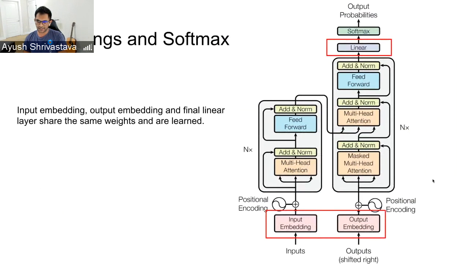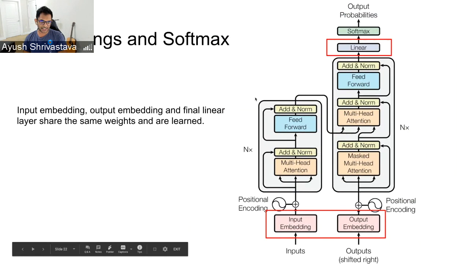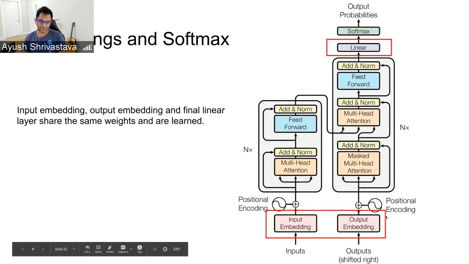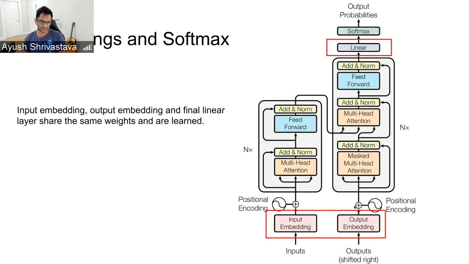After that, let's look at the embeddings and the softmax. In the transformer model, the input embedding, output embedding, and the final layer share the same weights, and they are learned. This had been shown in a previous paper: for a language modeling task, the output embeddings of a neural network are usually quite similar to the input embeddings. Sharing these weights provides some regularization and helps performance as well, so they took this idea from there.